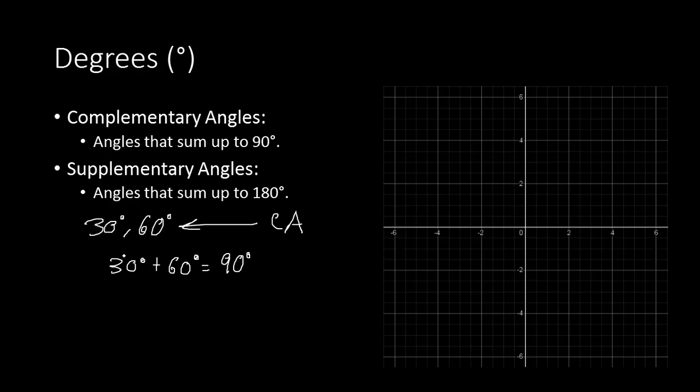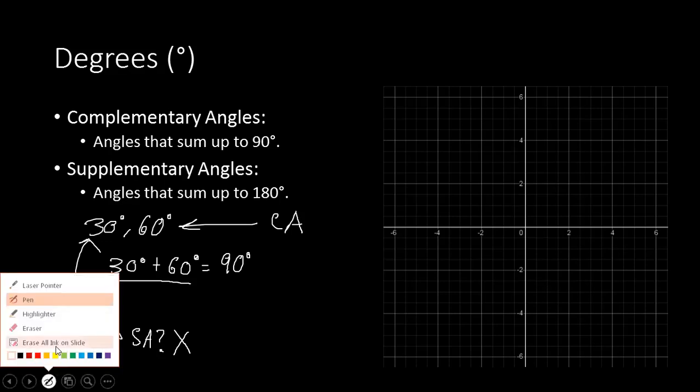Now here's the question. Are these angles, 30 degrees and 60 degrees, supplementary? The answer is no. Why? Because if you add them, it's 90 degrees. So it does not sum up to 180 degrees. Therefore, it is not supplementary angles.